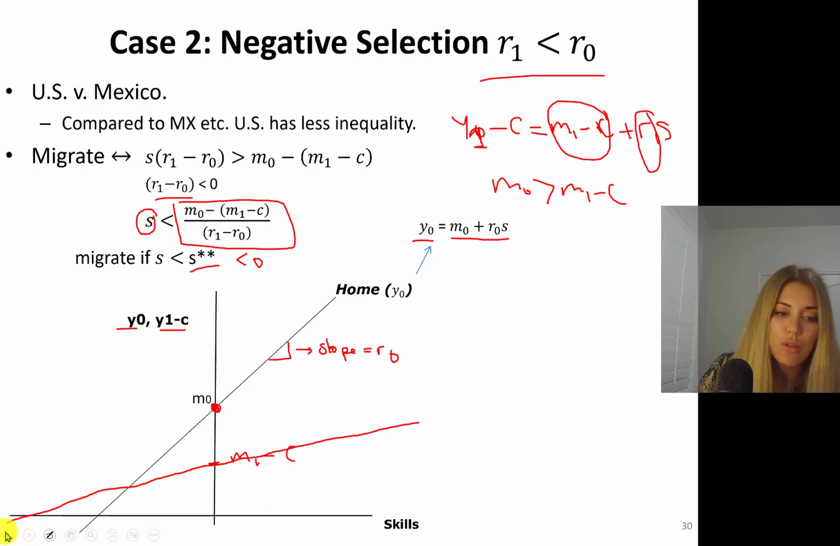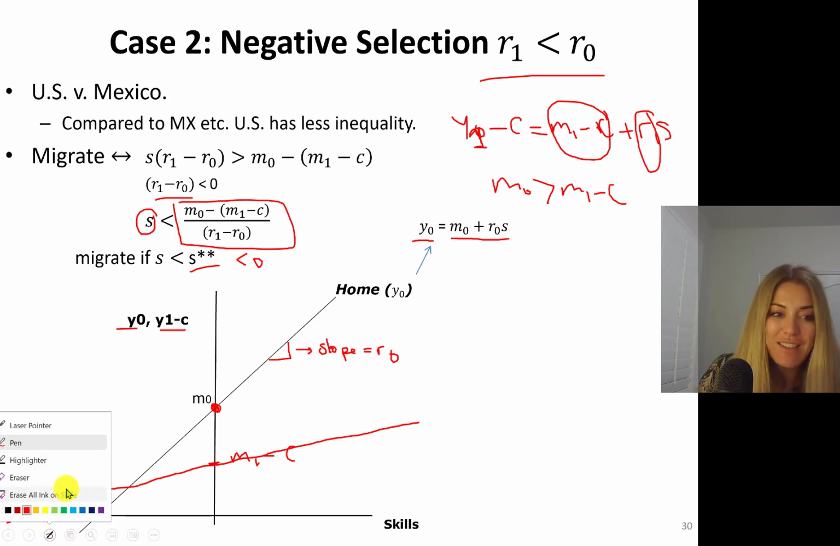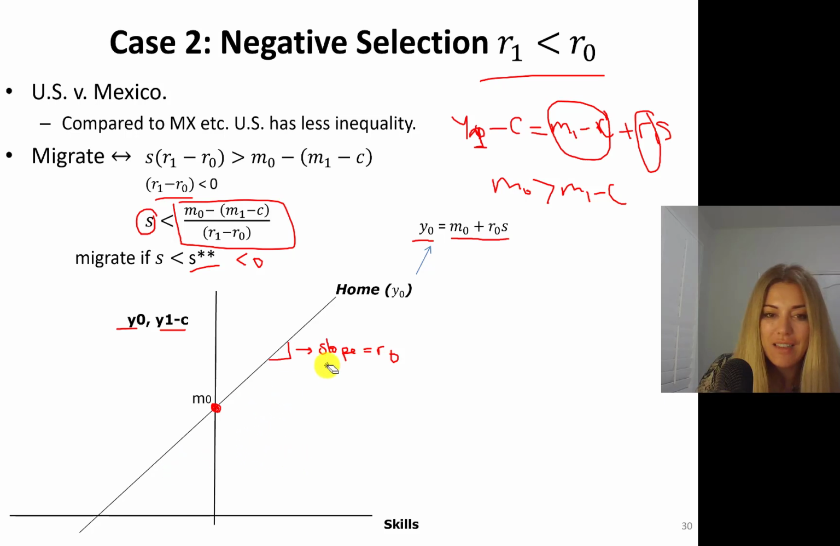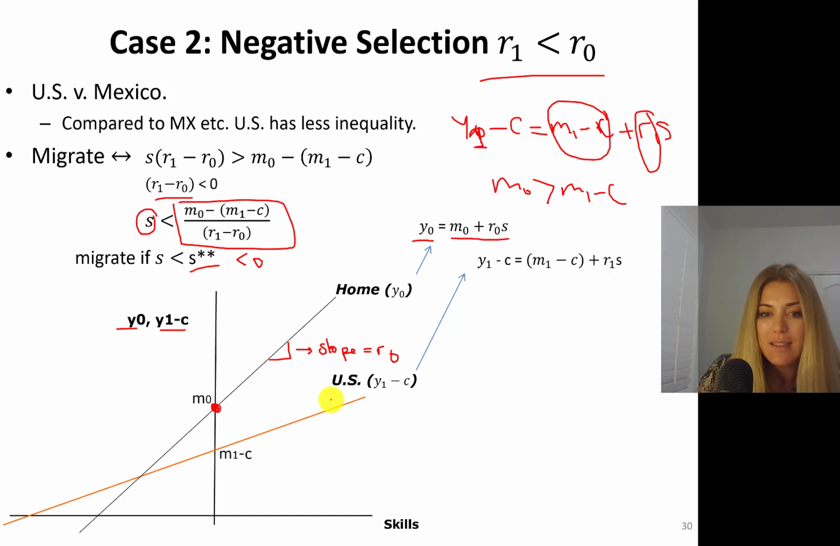Okay. So let me show you what it looks like nicely drawn. So this is your return to your skill in the US. Y1 minus C. Again, like I derived it: M1 minus C plus R1S. There you go. So you will migrate if, and the intersection is here. We were trying to find that intersection point. This is S double star.